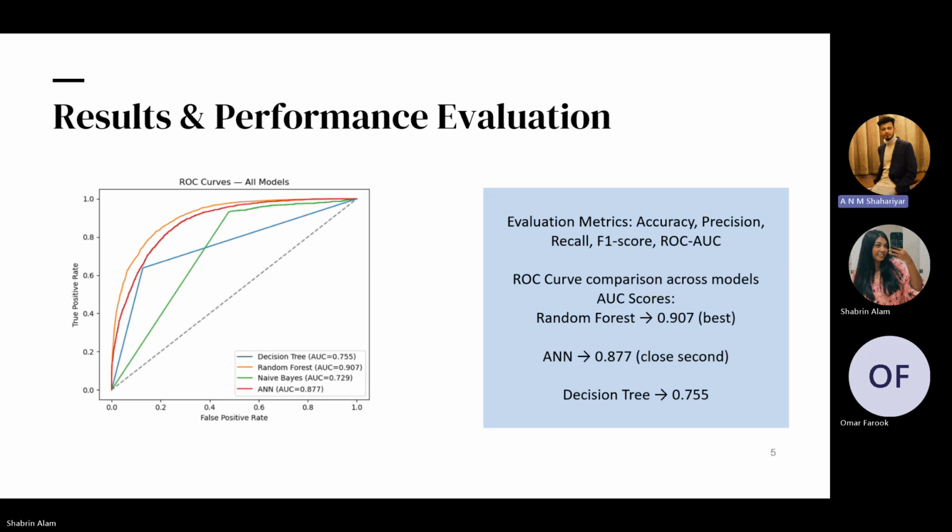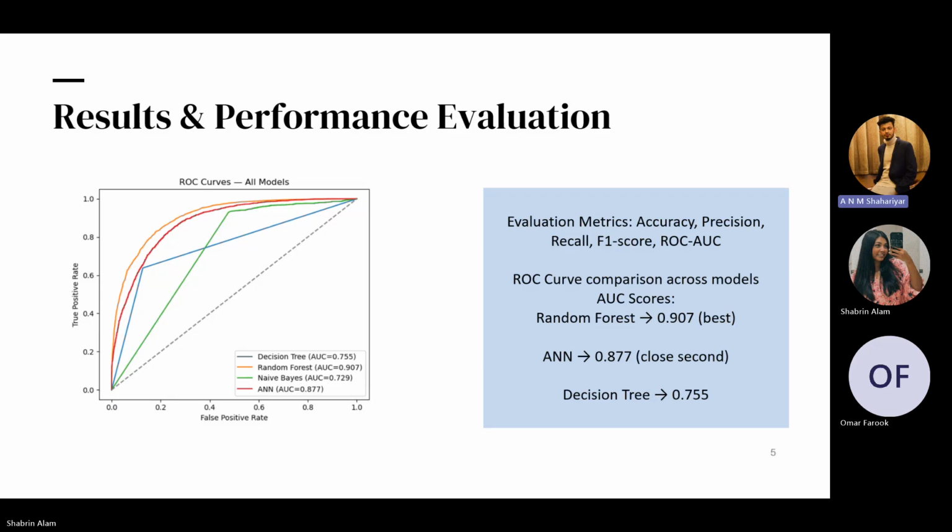Thank you, everyone. This is Shahriar. I'll talk about the results and decision, and finally the conclusion. So, for the first result, this slide shows that the random forest model had the best performance, with an accuracy of 85.9% and the highest ROC AUC of 0.907.